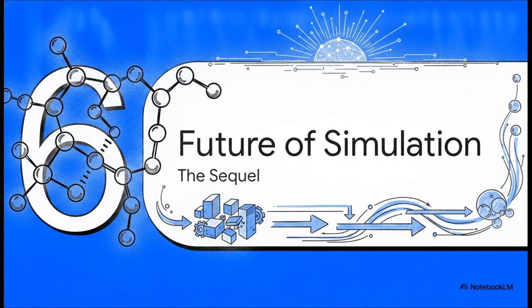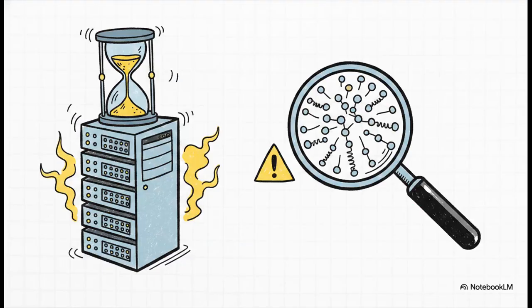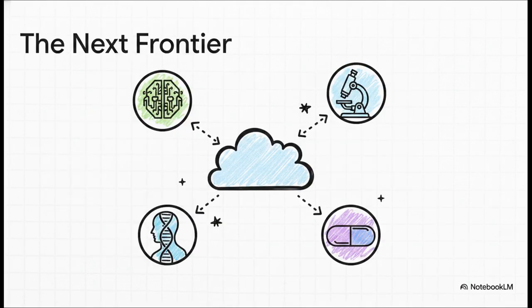Which brings us to our final act, Section 6, The Future of Simulation, the sequel. Now, for all its predictive power, I've got to be honest, this technique has some real limitations today. MD simulation is incredibly computationally intensive. It requires massive high-performance computing resources. Plus, its accuracy is strictly bound by the quality of the mathematical force fields we happen to be using. Because we demand such insane atomic detail, simulating very long biological processes can sometimes just push right past our current practical computing limits.